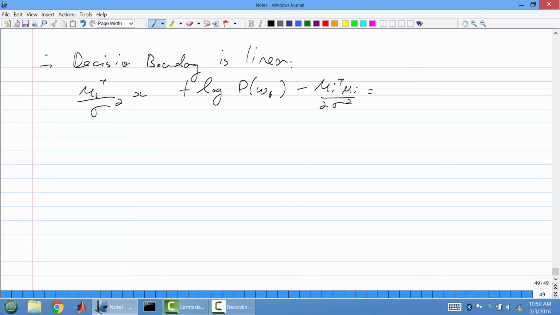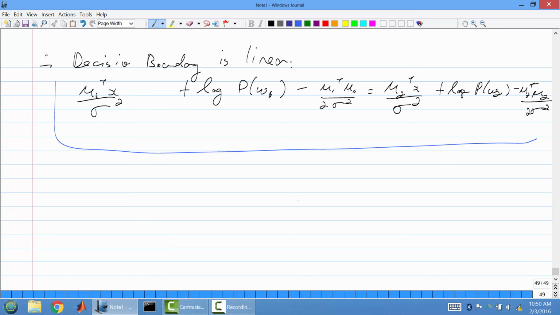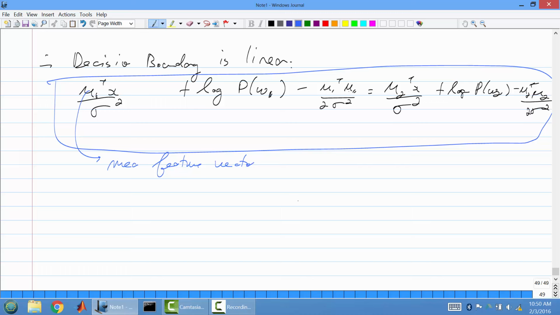1, right, mu transpose x. Sorry, we're doing the first class and the second class here. 1, 2, and then the second class. And I'll show you a nice example, and then we'll call it a day. Okay, so this will be the decision boundary now. Okay, so this is the mean feature vector for class 1. Okay, this is the prior probability.